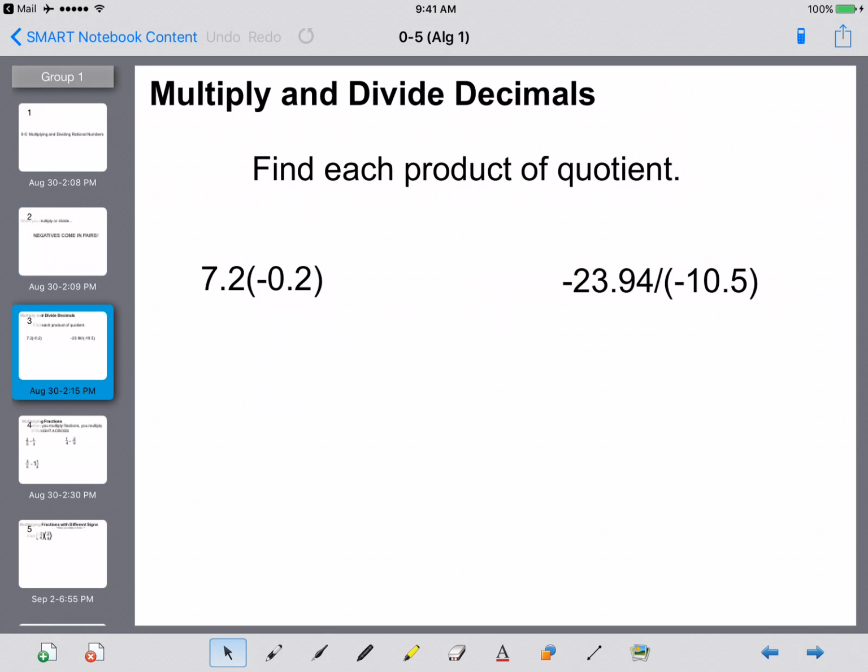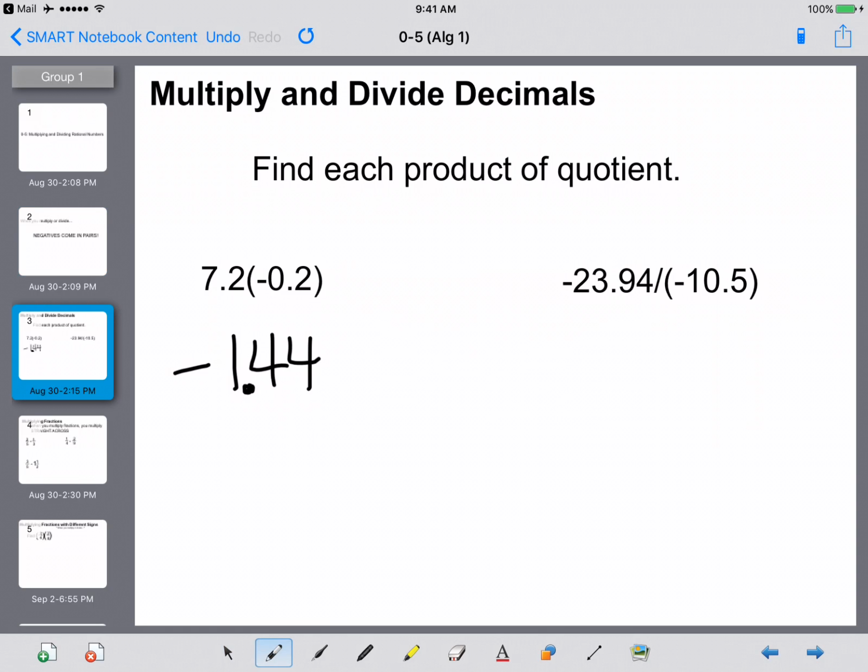So multiplying and dividing decimals. We want to find the product or quotient of each one. So positive 7.2 times negative 0.2. A positive times a negative is a negative every single time. And 7.2 times 0.2, which is just like 72 times 2, 144. And then there's two numbers behind our decimal, so there should be two numbers behind the decimal here. So negative 1.44.